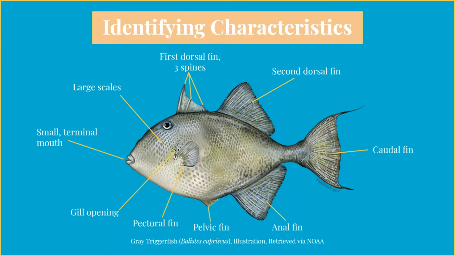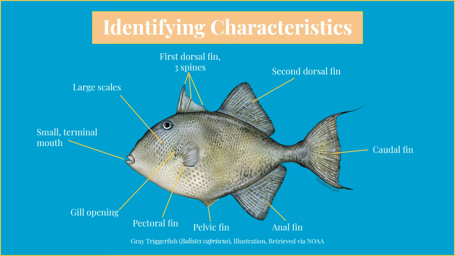Their pelvic fins are reduced, meaning they're very small. They have two dorsal fins. The second dorsal fin is rayed and similar in shape to the anal fin, usually. The first dorsal fin is the namesake of the family.